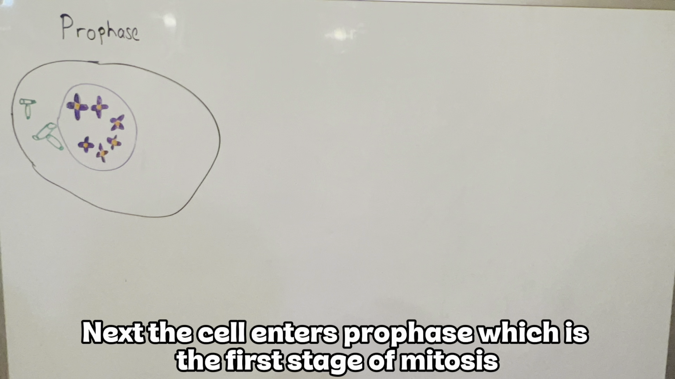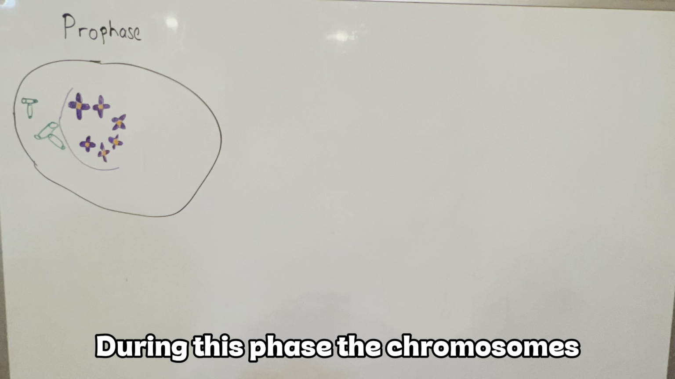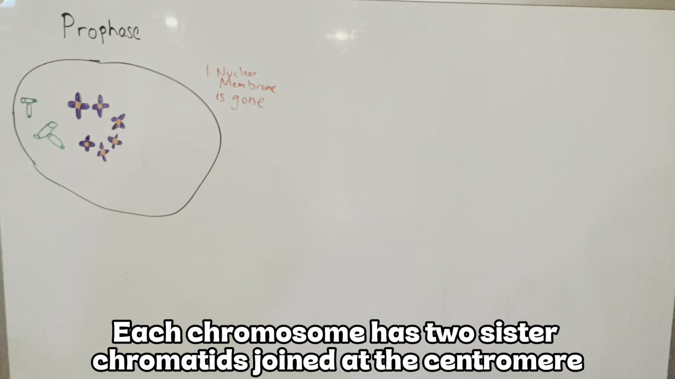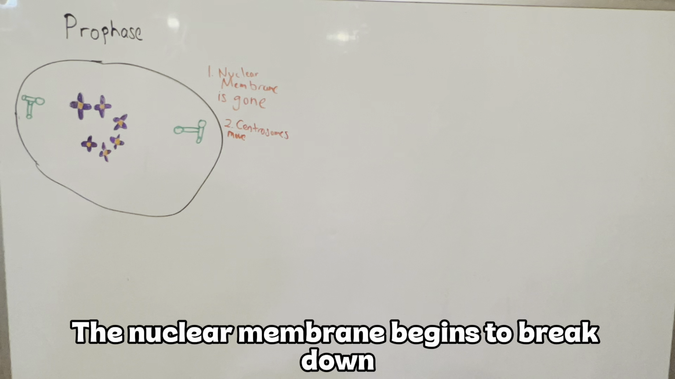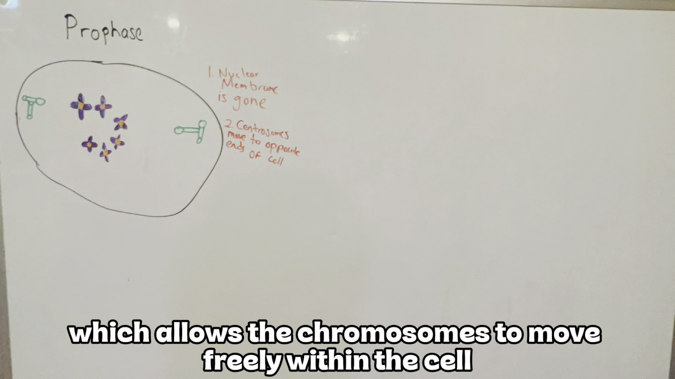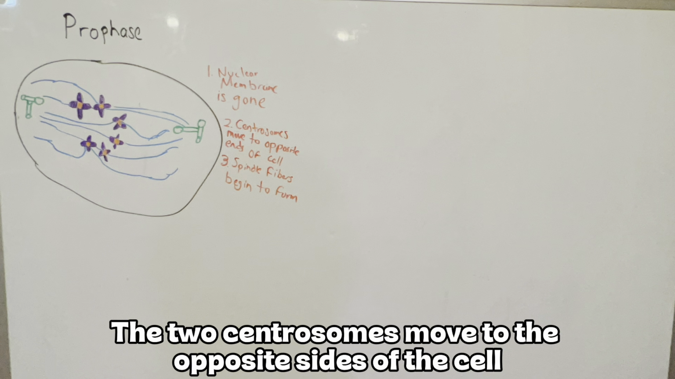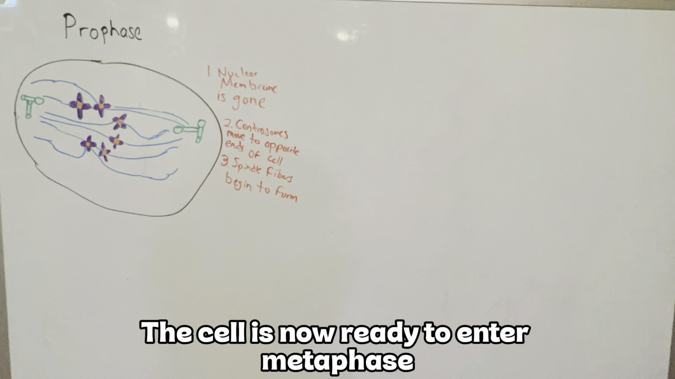Next, the cell enters prophase, which is the first stage of mitosis. During this phase, the chromosomes become shorter so they can move easier. Each chromosome has 2 sister chromatids joined at the centromere. The nuclear membrane begins to break down, which allows the chromosomes to move freely within the cell. The 2 centrosomes move to the opposite sides of the cell, where spindle fibers begin to form and prepare to attach to the chromosomes. The cell is now ready to enter metaphase.